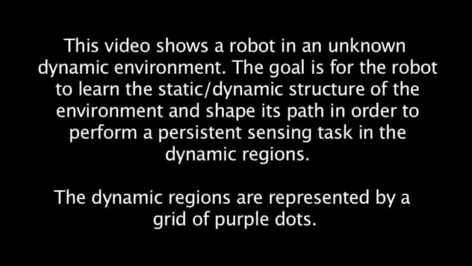This video shows a robot in an unknown dynamic environment. The goal is for the robot to learn the static dynamic structure of the environment and shape its path in order to perform a persistent sensing task in the dynamic regions. These dynamic regions are represented by a grid of purple dots.